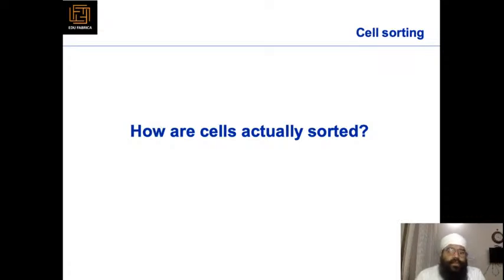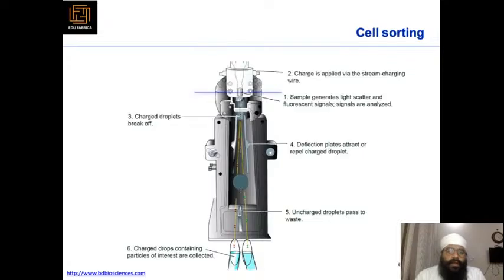So how are cells actually sorted? Cells are sorted like this. You have cells coming from the top, samples generate light scatter, and fluorescent signals are analyzed. Then charge is applied by the stream charging wire, and then charged droplets break off. Then deflection plates attract oppositely charged particles. The charge could be positive or negative, and some will be neutral. Here there will be a positive plate and this will be a negative plate. So the positive plate attracts negatively charged particles, and the negative plate attracts positively charged particles. In between will be the waste cells, which have no charge, and they will move away like that. So charged droplets containing particles are collected, and uncharged droplets pass to waste. This is the basic principle of cell sorting.